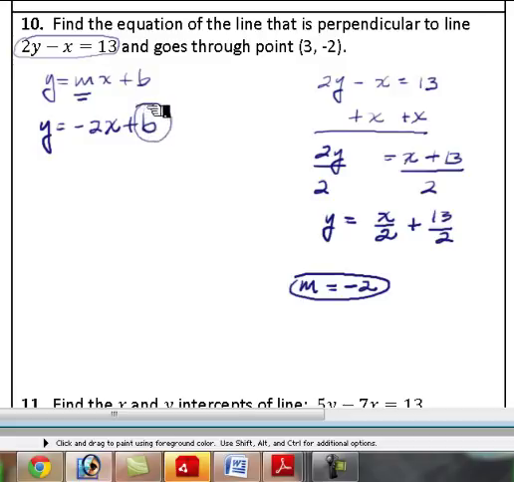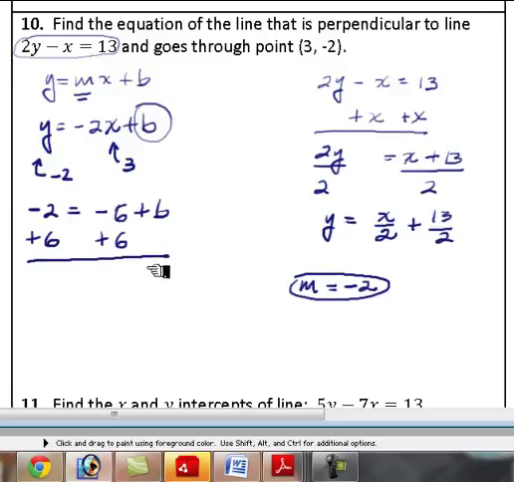And continue to find b by filling in x and y. X is 3, y is minus 2. Here we have minus 2 times 3, minus 6. All right, let's add 6 to both sides. And we have that b is equal to positive 4. So continuing from here, filling in, we have our line y is equal to minus 2x plus 4.